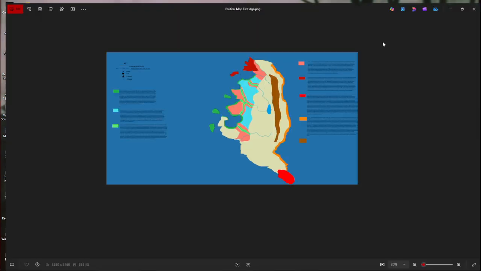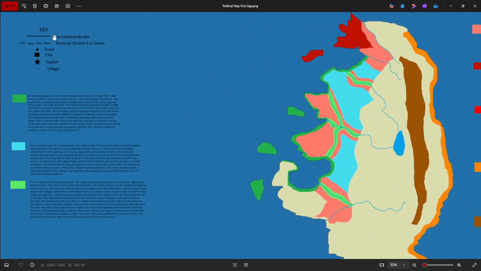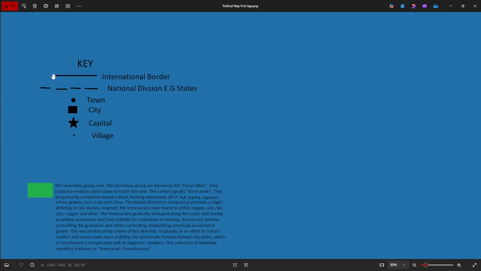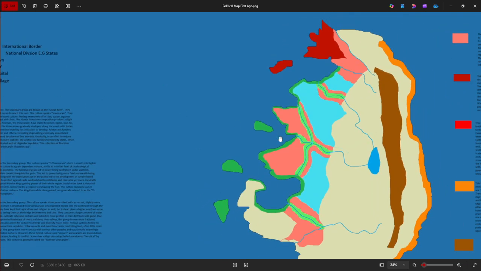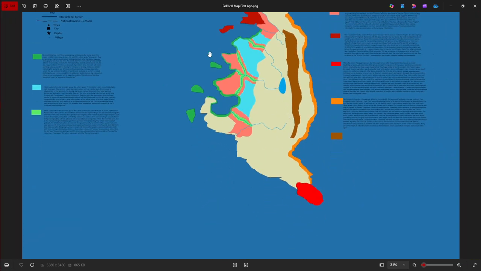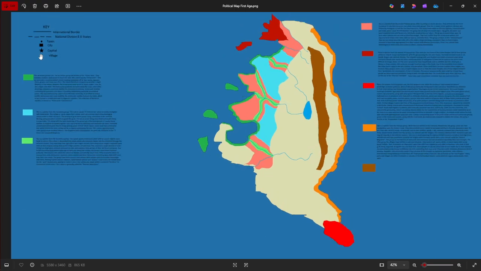We have my political map, which I've made so far. That line's for international borders. That one's for national divisions. Oh, I spell everything wrong because I can't spell. Example states. That's for towns. That's for cities. That's for capitals, and that's for villages. But I haven't thought of any of it. So as you can see, I have been detailing quite a lot, but I have not quite finished.